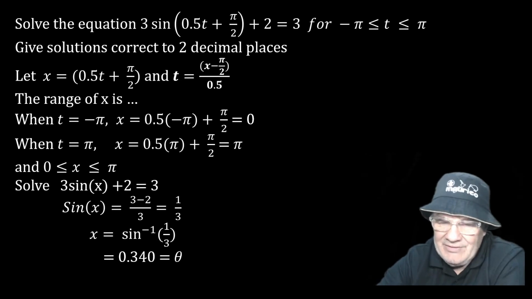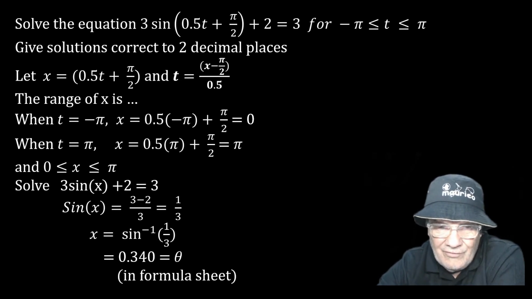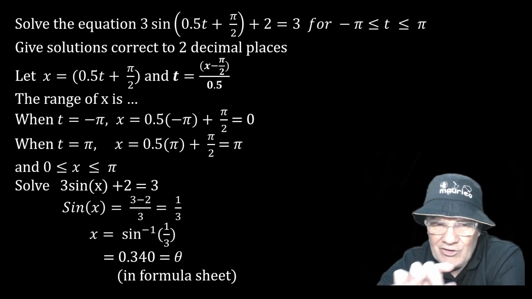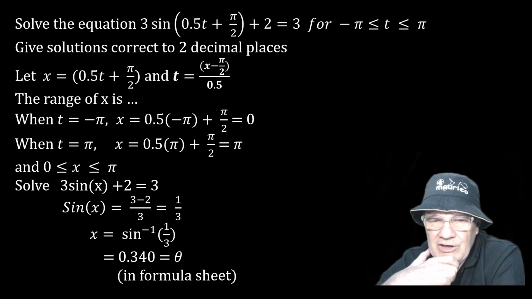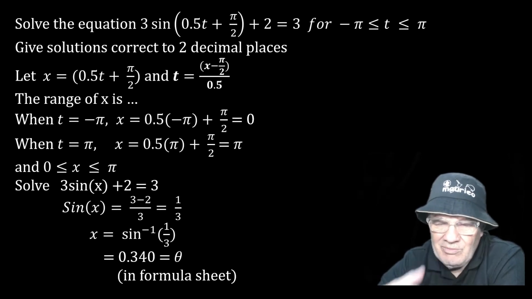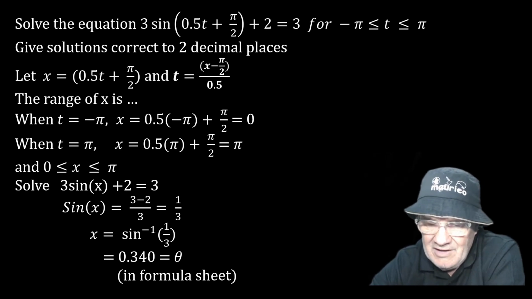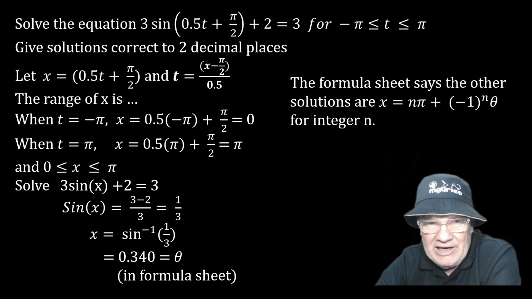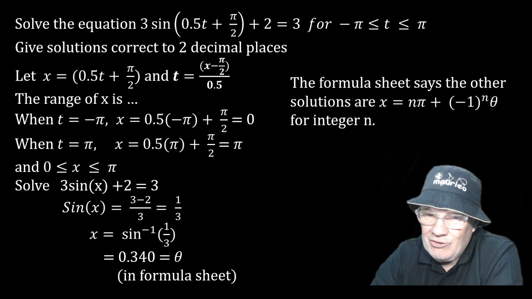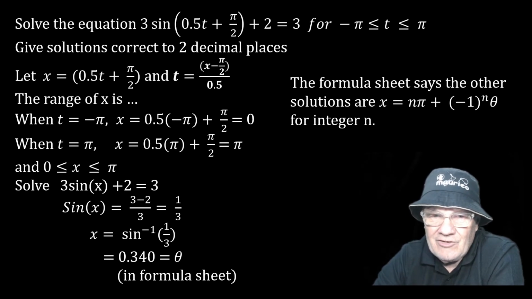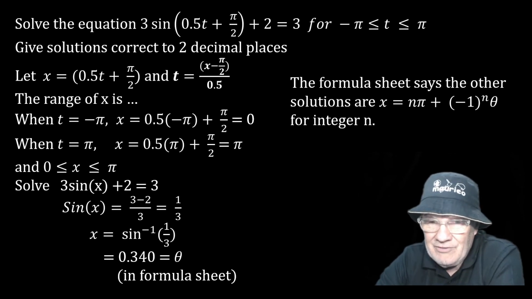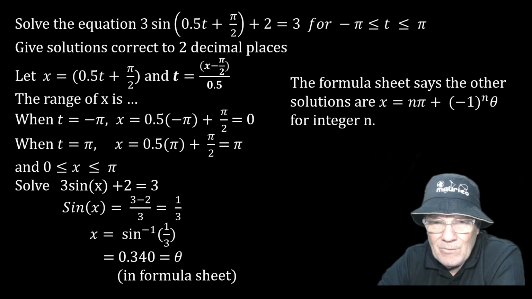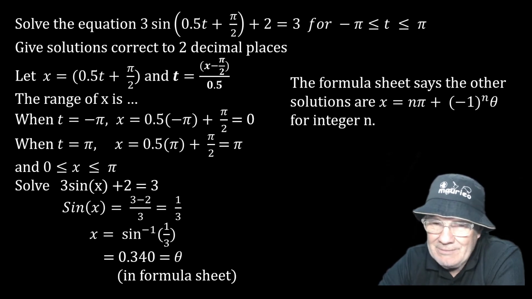And we're also going to make that theta, because theta is in the formula on the formula sheet, rather than using x, which isn't. So we've just made that equal to theta. So it's no biggie. So here's the formula sheet. It says that the other solutions of x, remember, give solutions, so there's more than 2. The other solutions of x are x equals n pi plus negative 1 to the power of n theta, which in this case is 0.34.